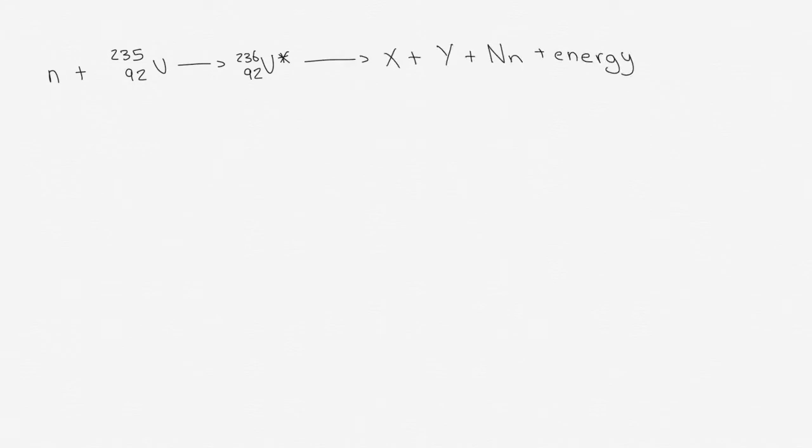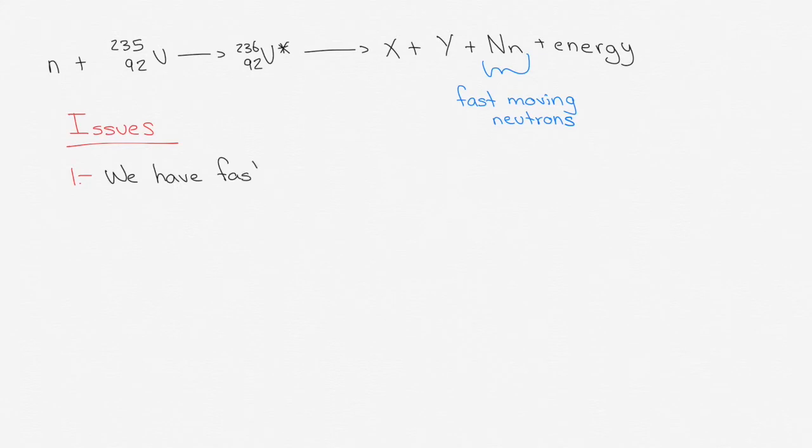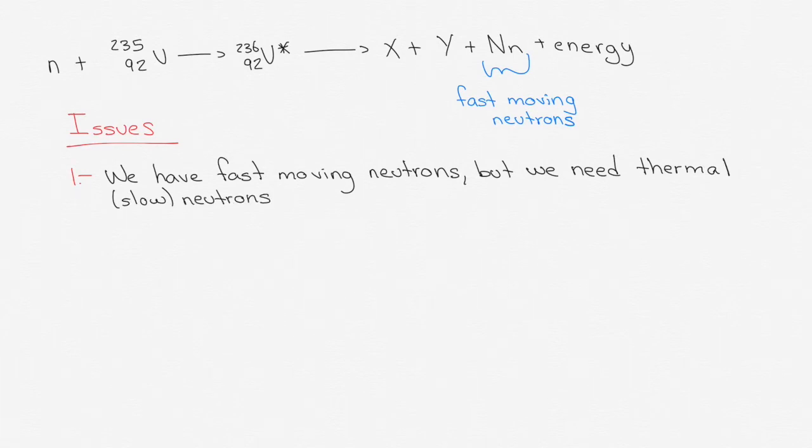However, if we want to apply this reaction into a nuclear reactor, we have two problems. One, the neutrons that are emitted during the fission are high energy neutrons. This means that they go through a very high velocity. However, for the nuclear fission to occur, we need thermal neutrons. These neutrons have to be slow-moving neutrons.